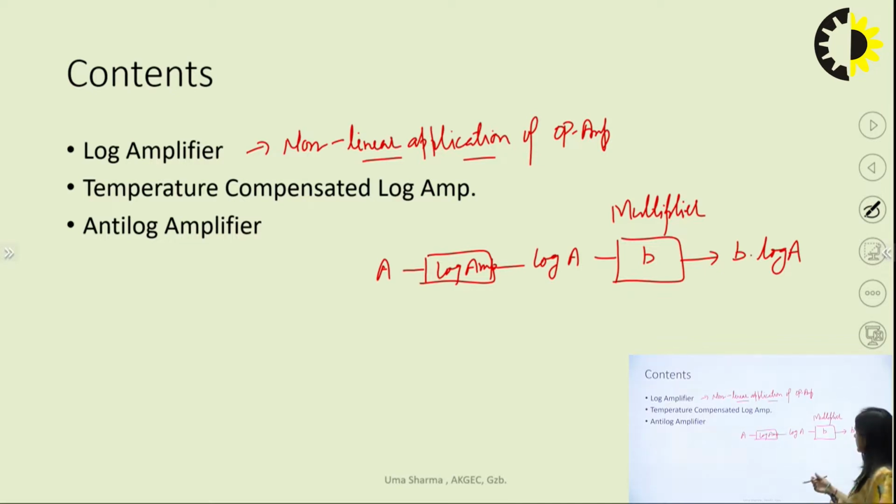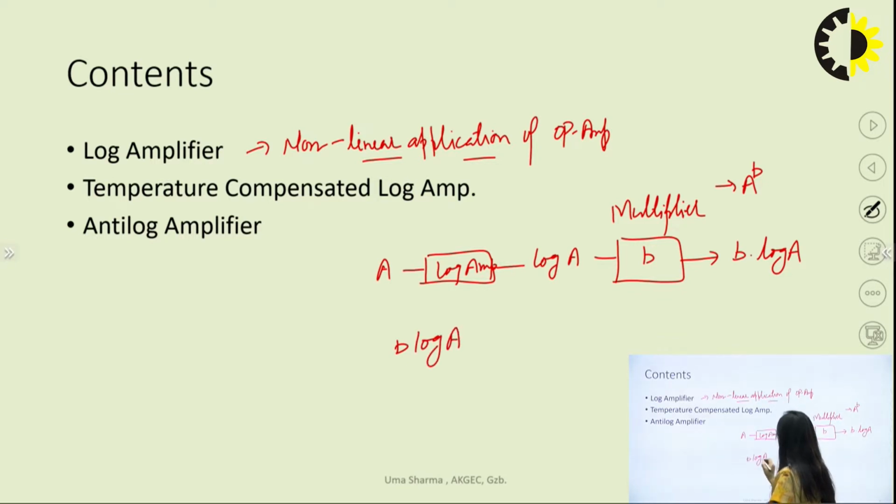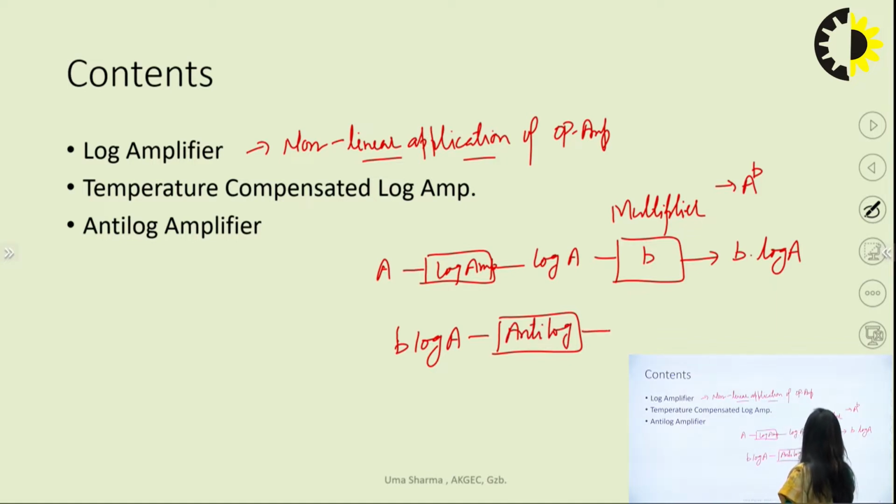Now if we want to calculate A to the power B, we can use this procedure. After that, if we pass this B log A through an anti-log, then we will get A to the power B. So this is how, with the use of log and anti-log amplifiers, we can implement this function.